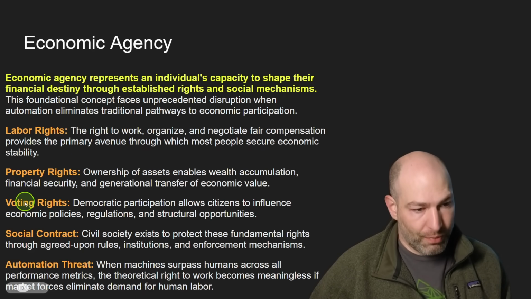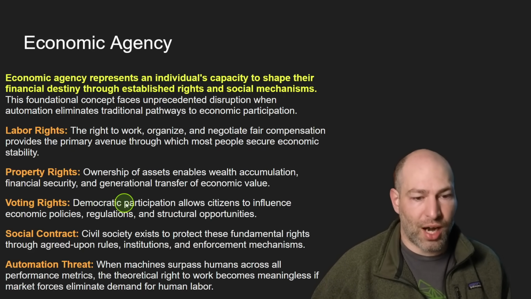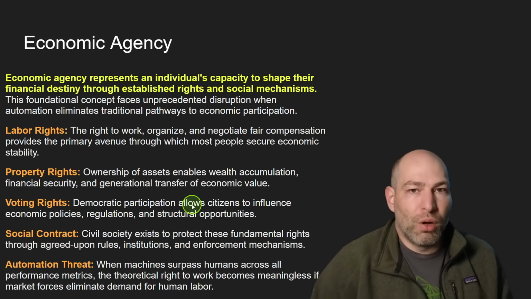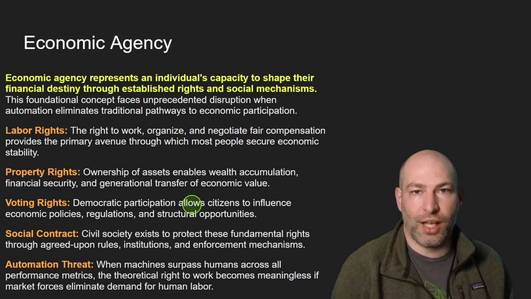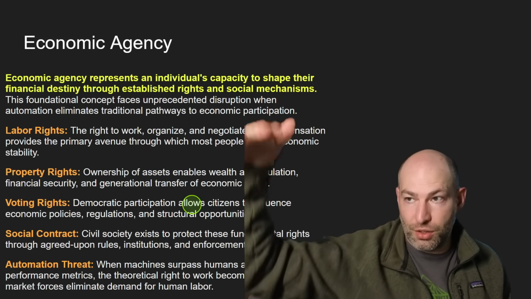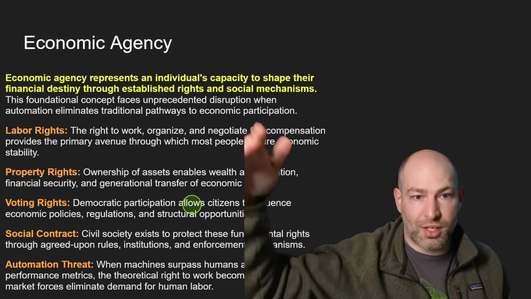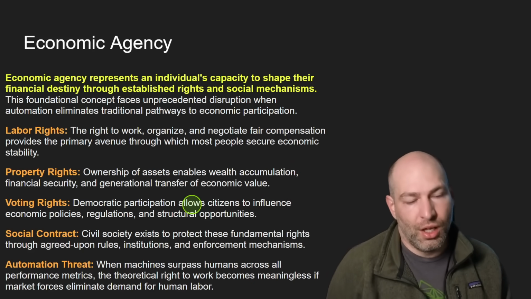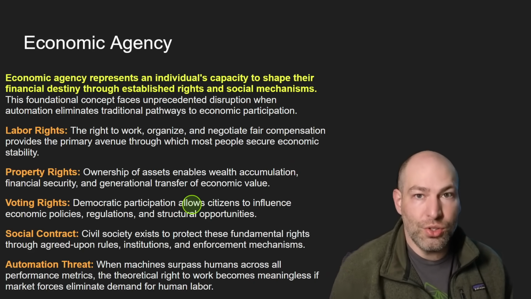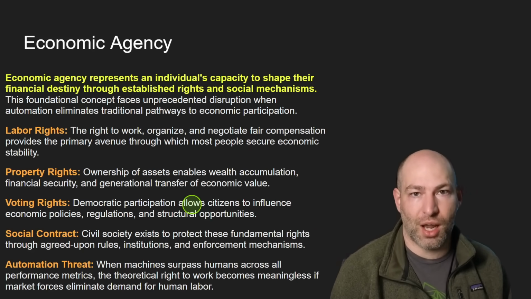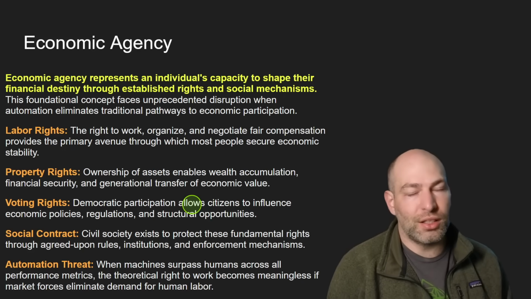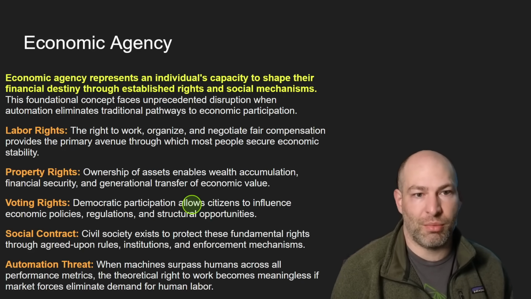The third pillar is voting rights. Democratic participation allows citizens to influence economic policies, regulations, and structural opportunities. One of the most remarkable things about liberal democracies is that we can elect a new head of state, whether it's a president or prime minister or whatever. And so we can change the economic temperature. We can change the economic paradigm relatively quickly in democratic societies.